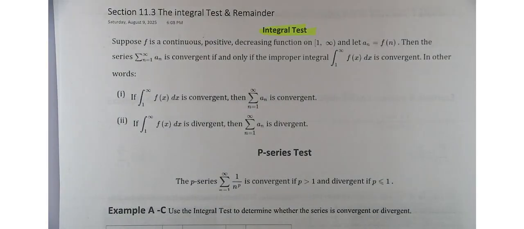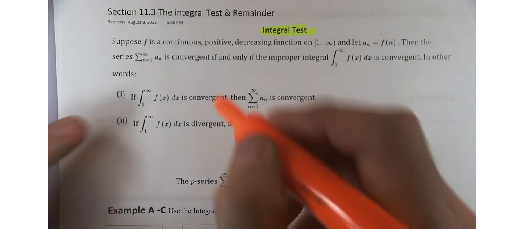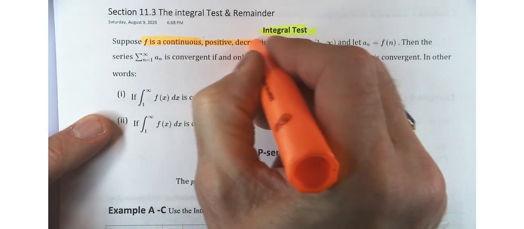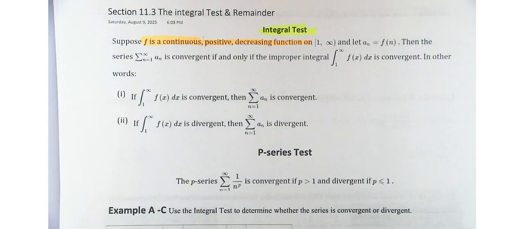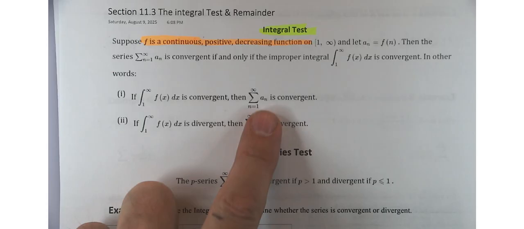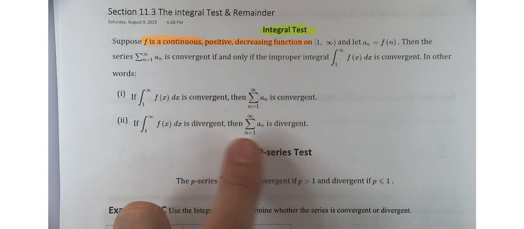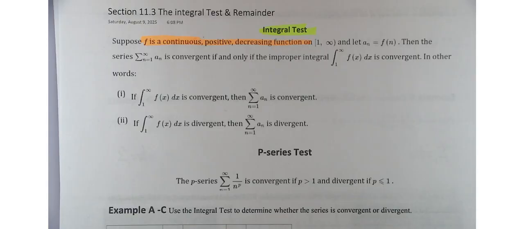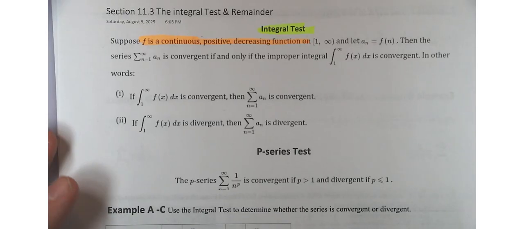Now the conditions that we need to be met are this. We have to have a continuous, positive, decreasing function for f. So those are your conditions. Then basically if one converges, then the other one converges. If one diverges, then the other one diverges. So it's kind of a nice way to decide if something converges or diverges. So we'll do a couple examples there.